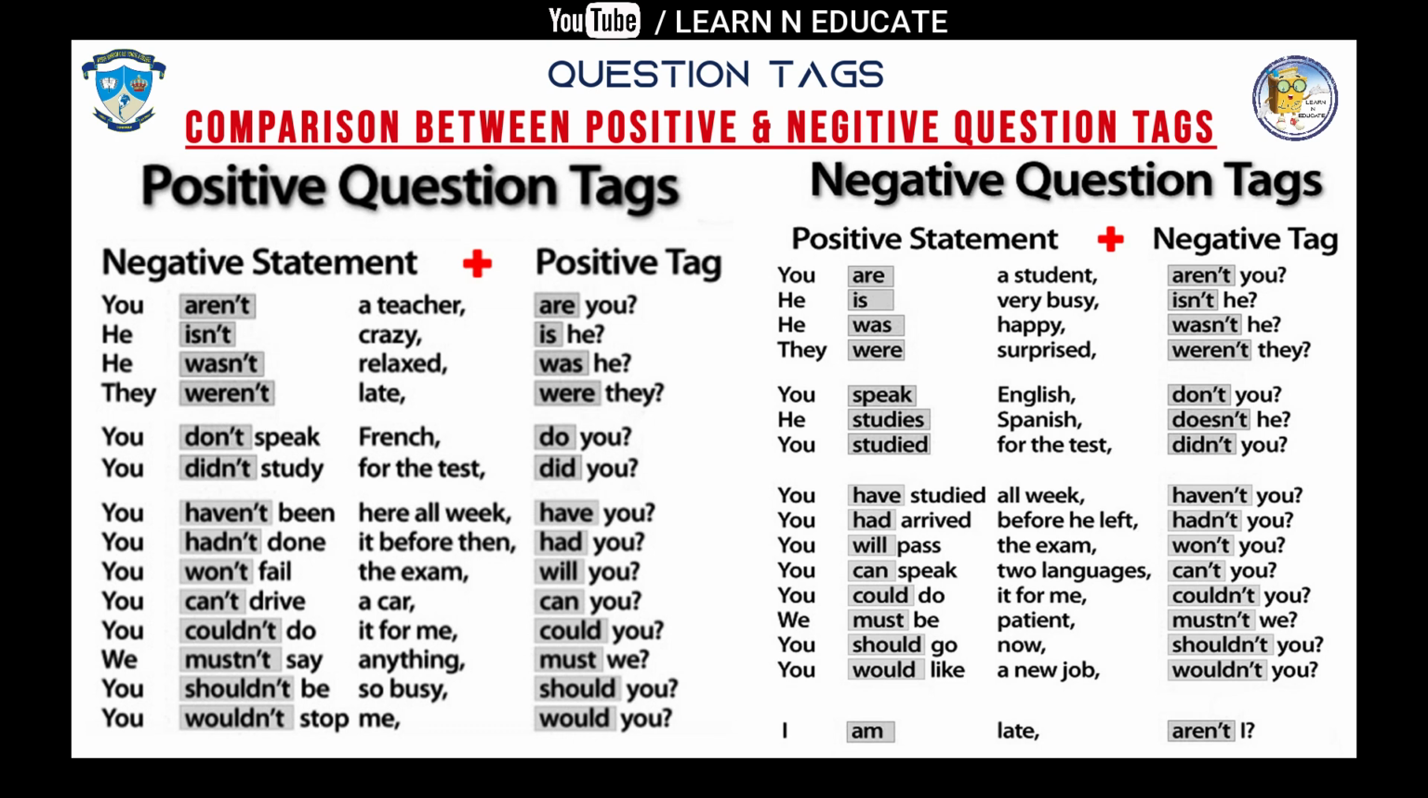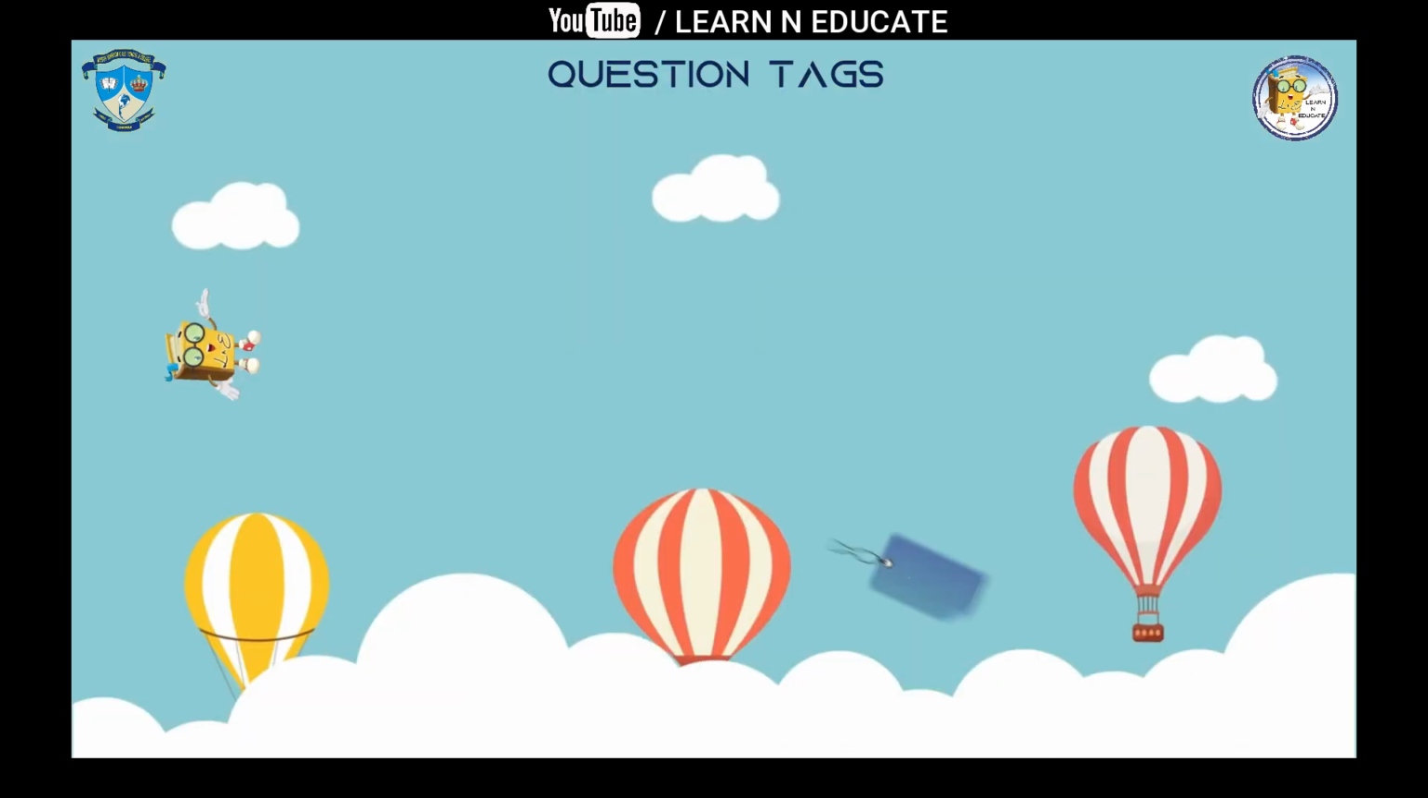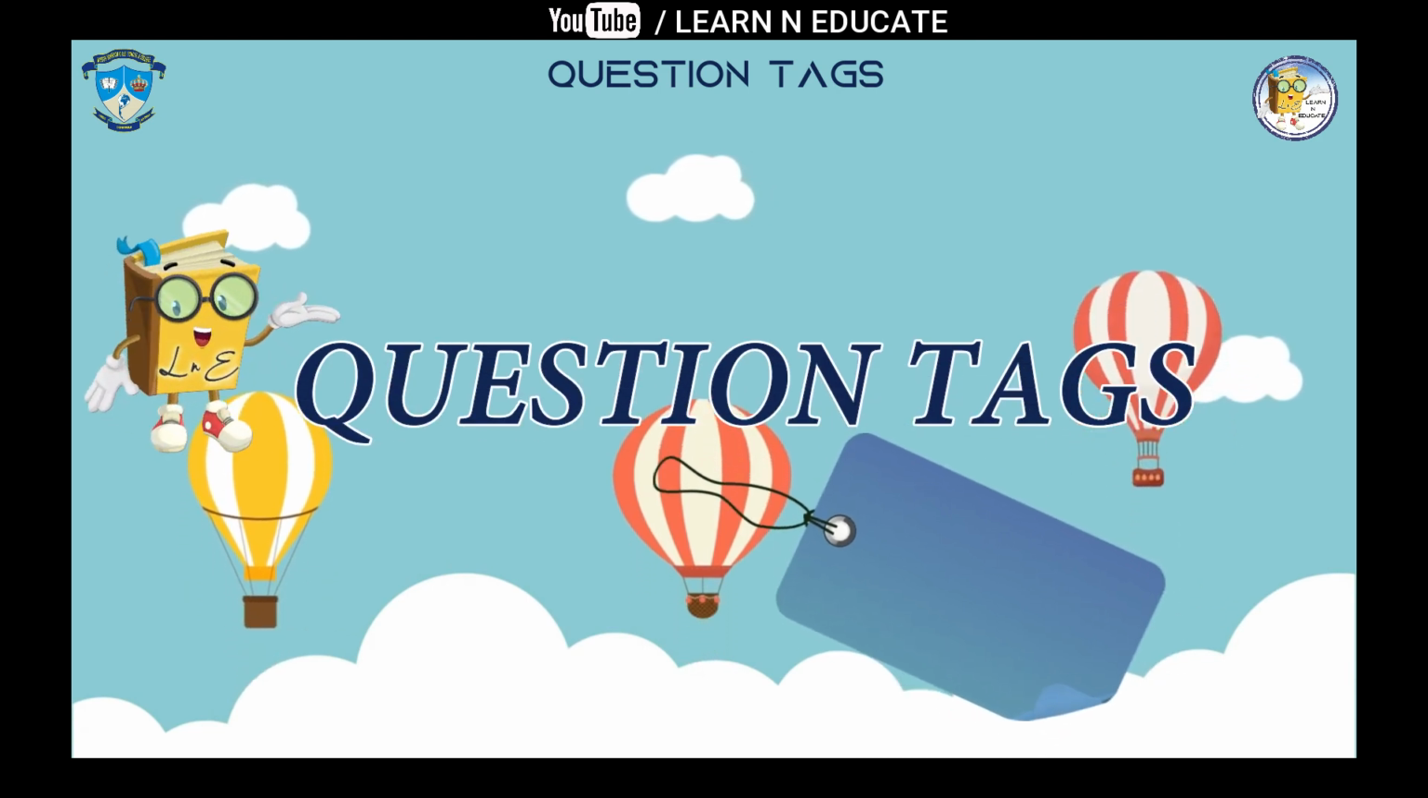Similarly, have changes into haven't, had changes into hadn't, will changes into won't, can changes into can't, could into couldn't, must into mustn't, should into shouldn't, would into wouldn't. And the last one is I am late, aren't I? Am changes into aren't. I hope the topic question tags is clear to you.